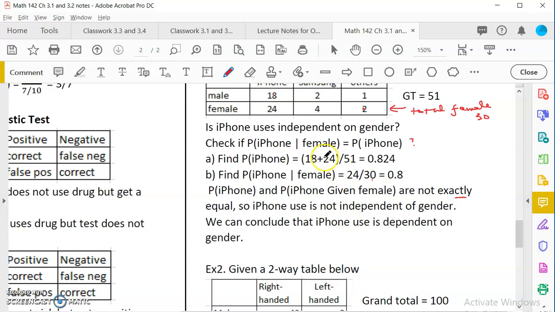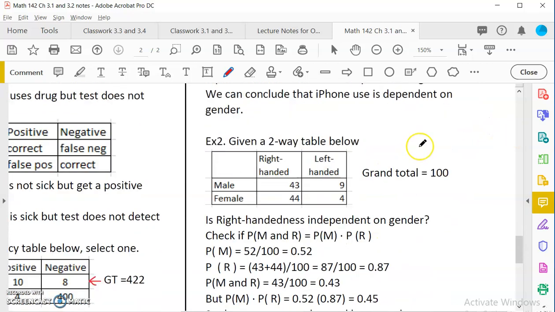The gender does affect them. They affect the choice of phone. We conclude that iPhone use is dependent on gender. So if it's male, the chance is different. If it's female, the chance is different.